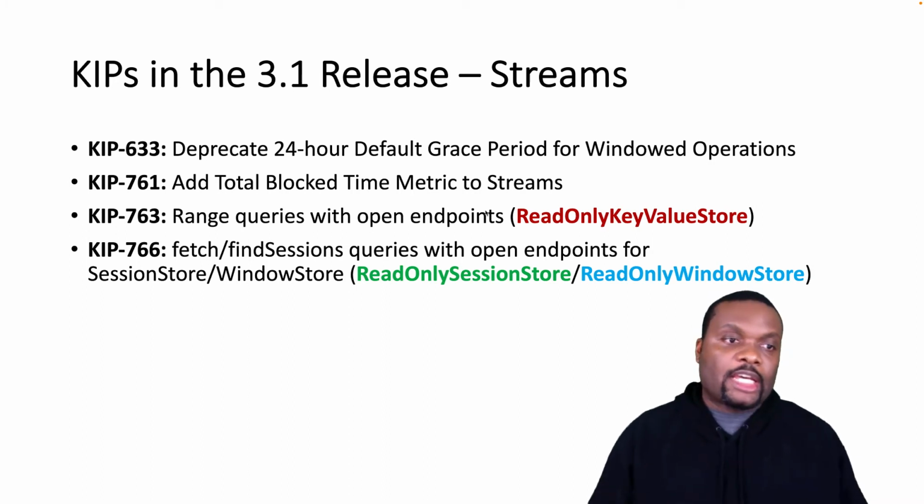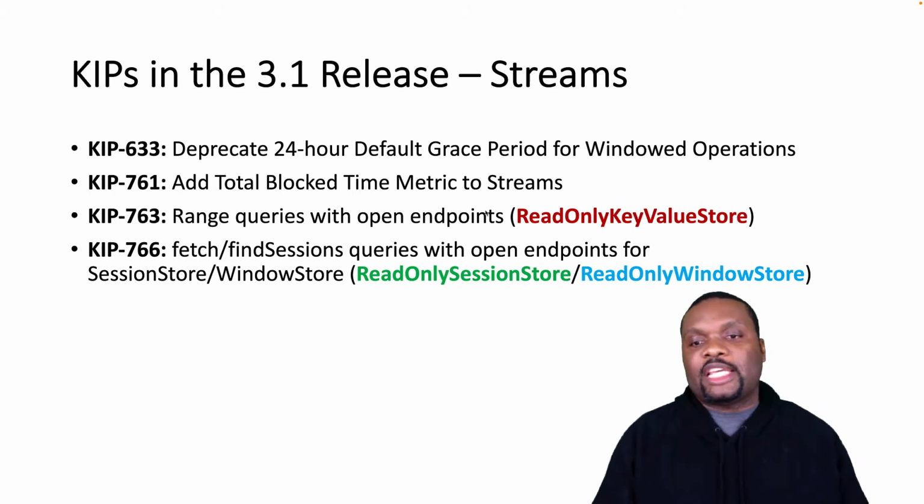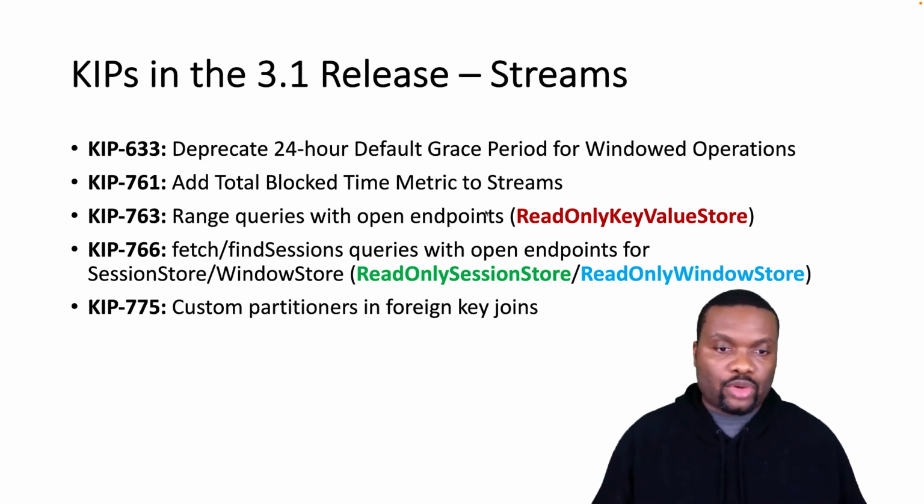So that is what KIP 763 and KIP number 766 allowed us to do. They're very similar, except that the first one is for ReadOnlyKeyValueStore, whereas the second one is directed towards ReadOnlySessionStore and ReadOnlyWindowStore.